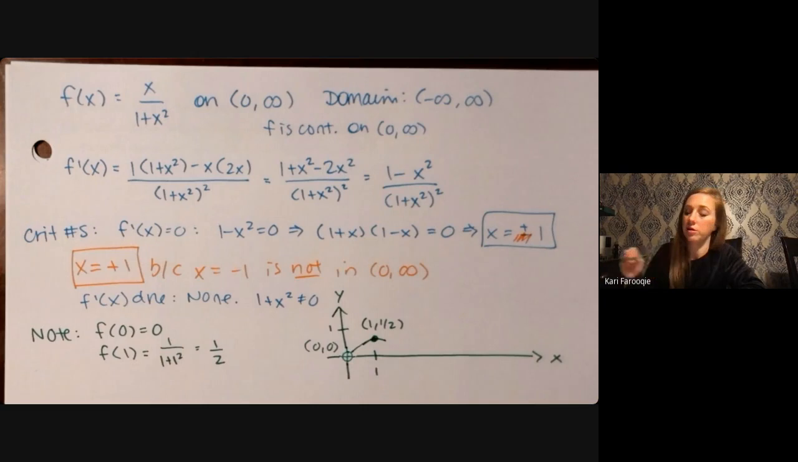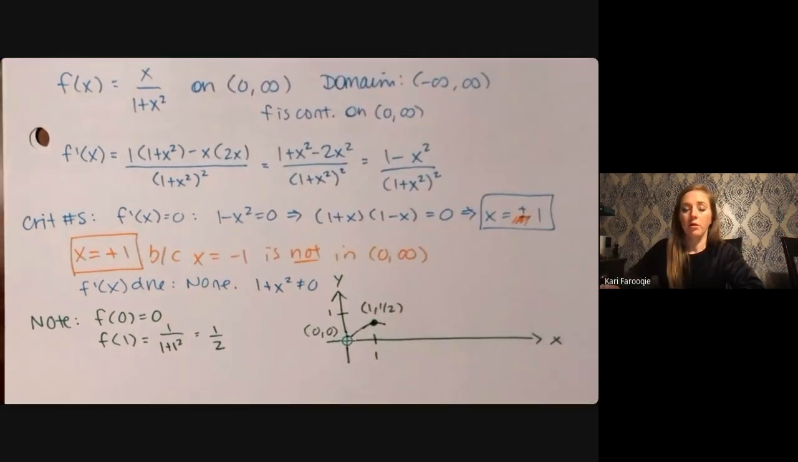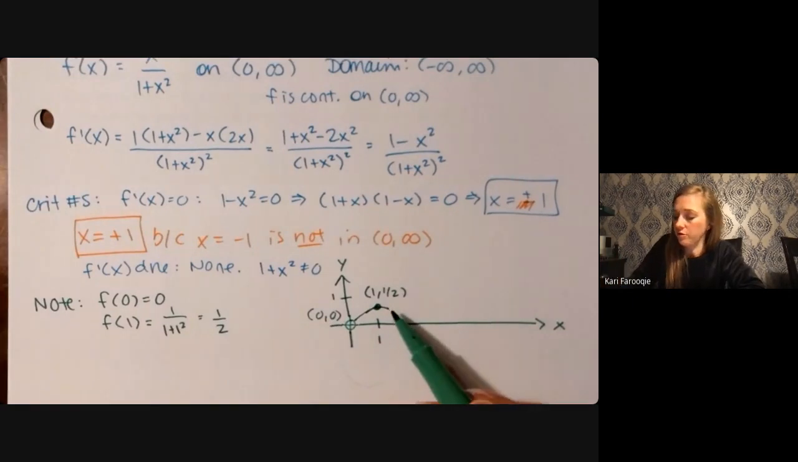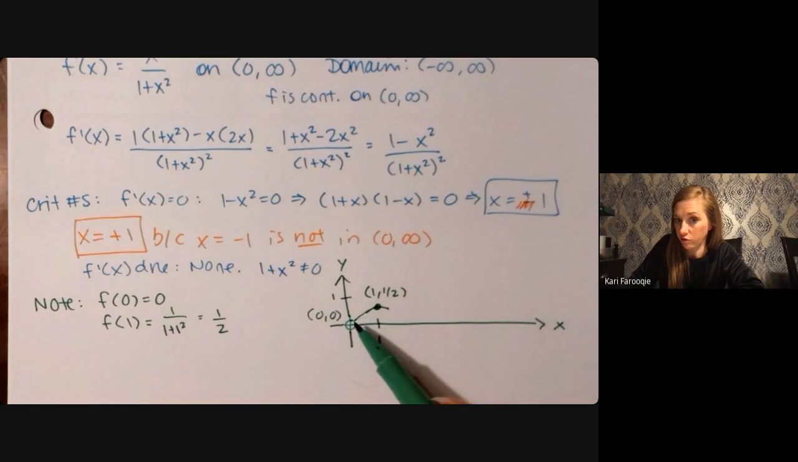Sorry, I should have thought about that initially. I went to town graphing points. Okay, so we know that we have this relative extreme value here at 1/2. We know that the function value at 0 is 0 because we know the function must be increasing as it heads from x equals 0 to x equals 1.